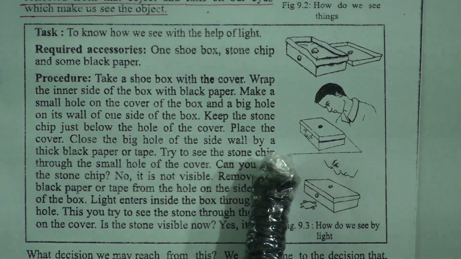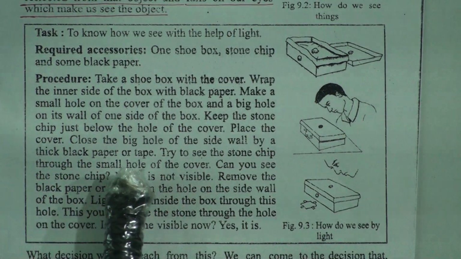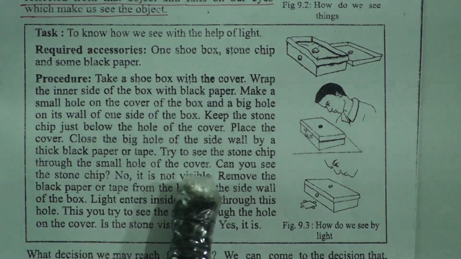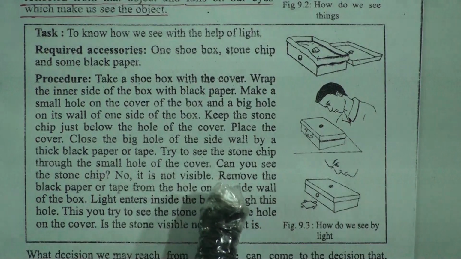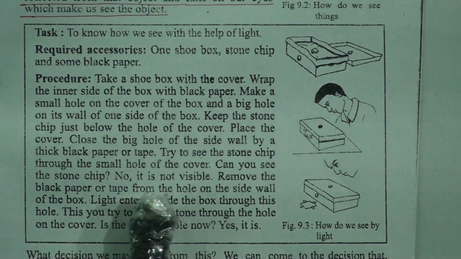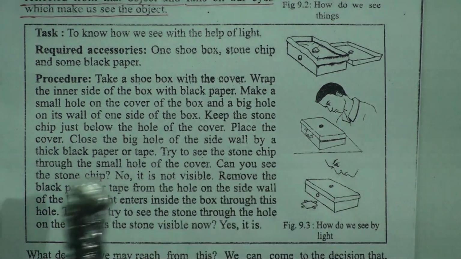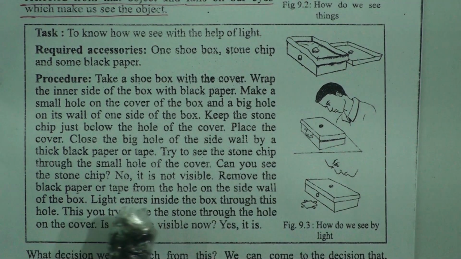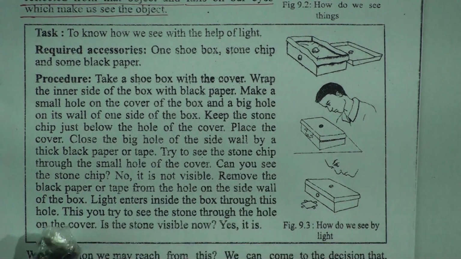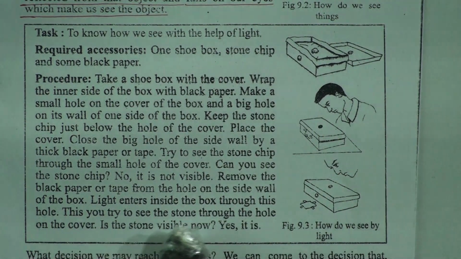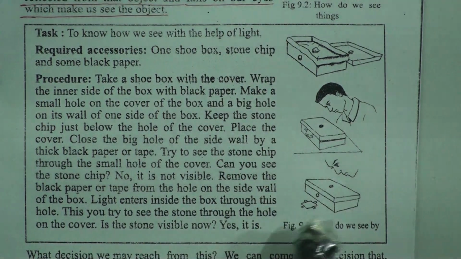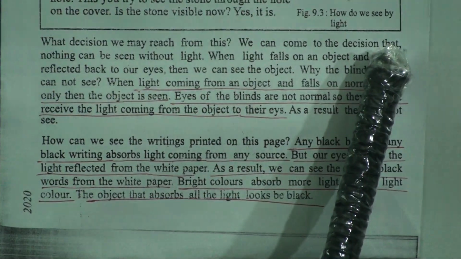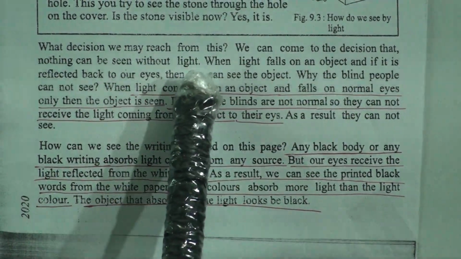Try to see the stone chip through the small hole of the cover. Can you see the stone chip? No, it is not visible. Remove the black paper or tape from the hole of the side wall of the box. Light enters inside the box through its hole. Now try to see the stone through the hole on the cover. Is the stone visible now? Yes, it is. What decision may we reach from this? We can come to the decision that nothing can be seen without light.